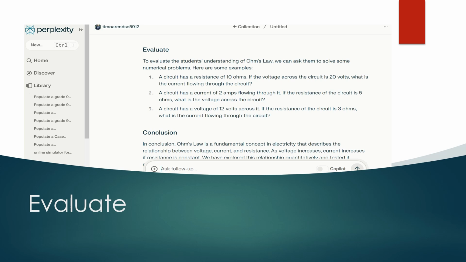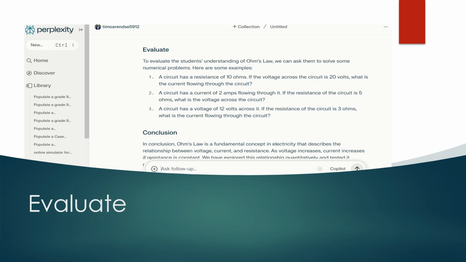To evaluate the students' understanding of Ohm's law, we can ask them to solve some numerical problems. And here are some examples. Number 1, a circuit has a resistance of 10 ohms. If the voltage across the circuit is 20 volts, what is the current flowing through the circuit? Number 2, a circuit has a current of 2 amps flowing through it. If the resistance of the circuit is 5 ohms, what is the voltage across the circuit?